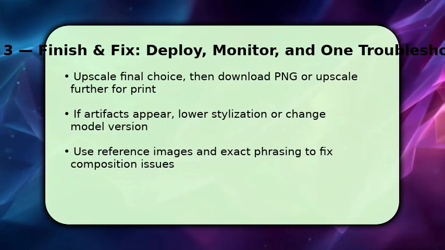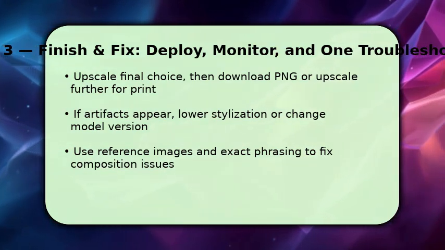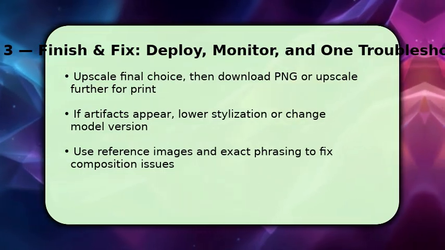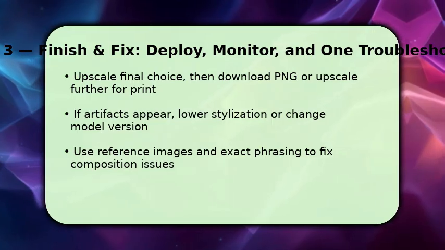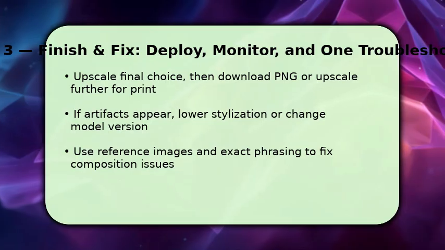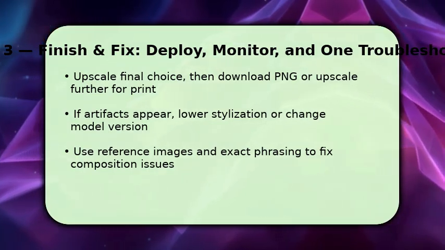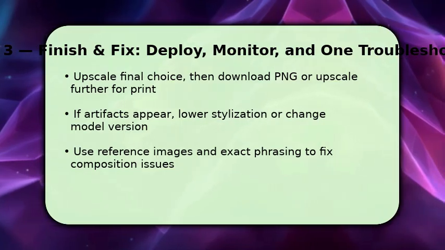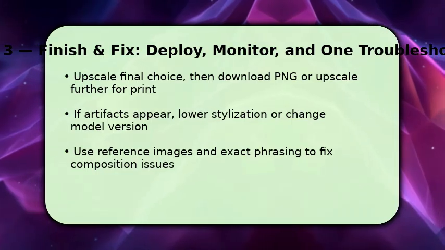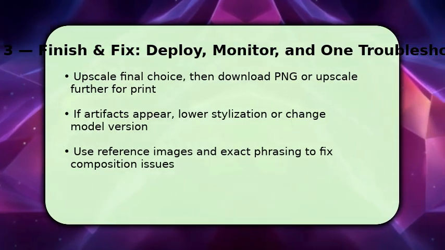To finish, pick the best variant, press U to upscale it, and download the highest resolution file. If you need print-ready output, upscale twice or recreate with higher Q. If the image has odd artifacts or anatomy errors, lower stylization, simplify the prompt, or switch to a different model version. This often resolves noise. Make sure to test with a reference image if composition fails, and export multiple sizes so you have options. One troubleshooting tip: when things go wrong, simplify the prompt and try again.